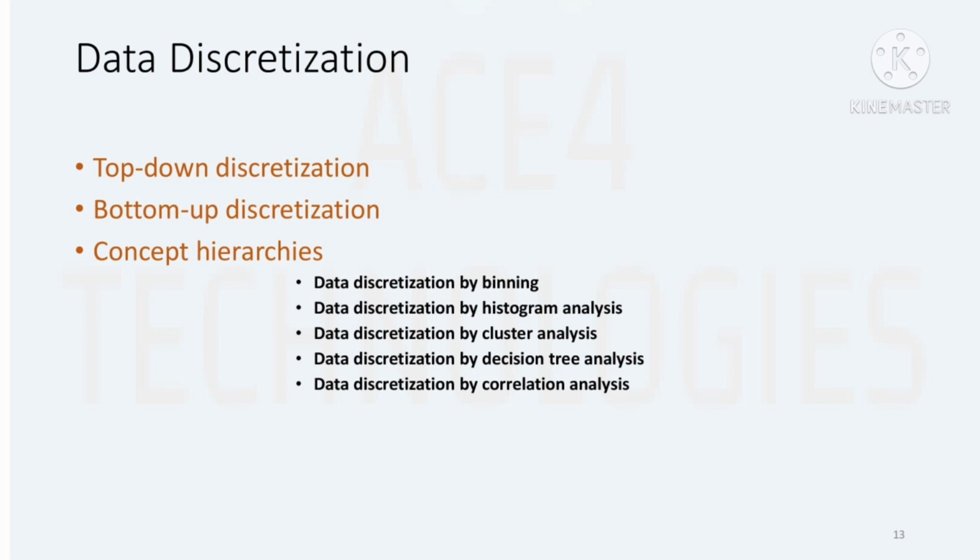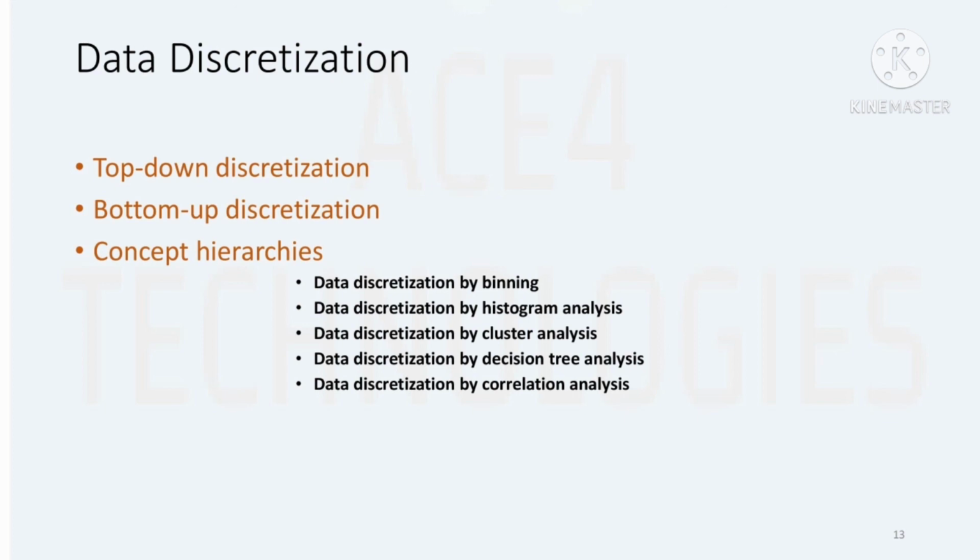Discretization can be performed rapidly on an attribute to provide a hierarchical partitioning of the attribute values known as concept hierarchy. So remember, I was explaining concept hierarchy while we were discussing data transformation. For the discretization and concept hierarchy generation of numerical data, there are typical methods involved. Those are data discretization by binning. This is a top-down unsupervised splitting technique based on a specified number of bins.